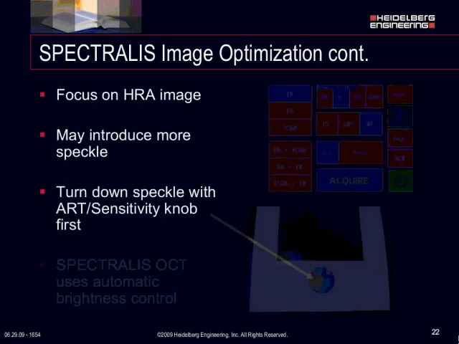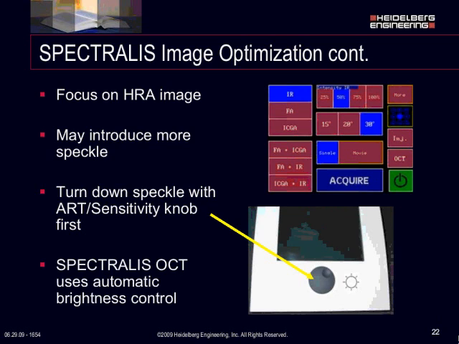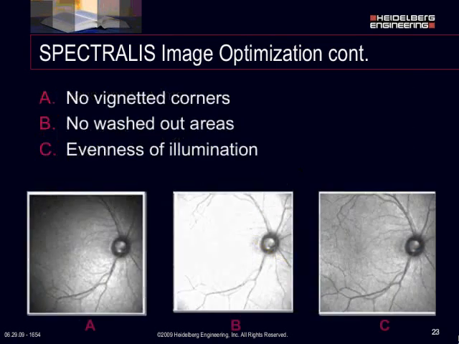So like I said, if you focus on the HRA image, you may introduce a little bit more speckle, and you're going to turn that ART knob down a little bit to control that brightness or speckle. And again, on the OCT, it's an automatic brightness, so that is already done for you. So the key of what we want to look for is that we don't want any vignetting on the corners. And if you notice in picture letter A, the corners are a little dark.